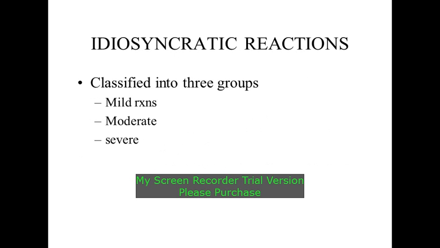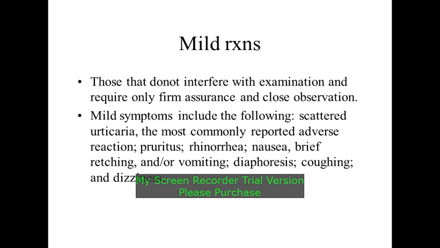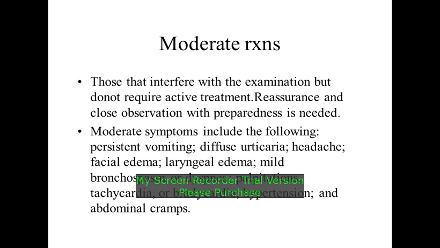Idiosyncratic reactions are classified into 3 groups: mild, moderate, and severe. Mild reactions are those that do not interfere with examination and require only firm assurance and close observation. Mild symptoms include the following: scattered urticaria, the most commonly reported adverse reaction, pruritus, rhinorrhea, nausea, brief itching and vomiting, diaphoresis, coughing, and dizziness.